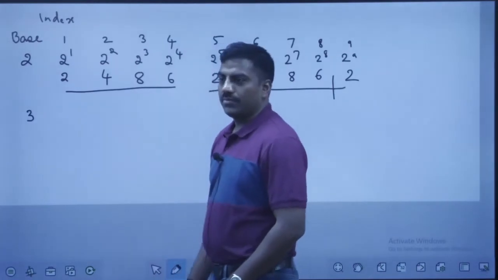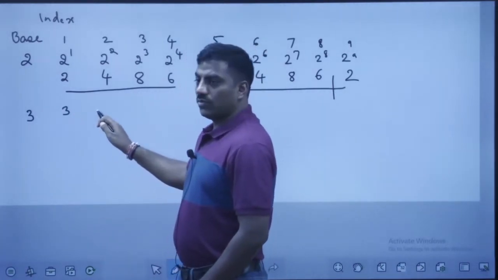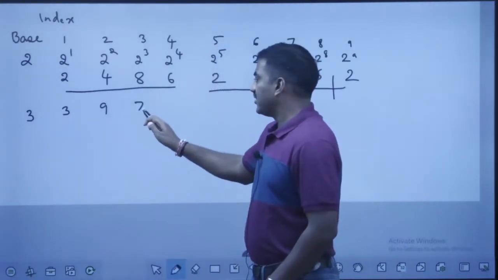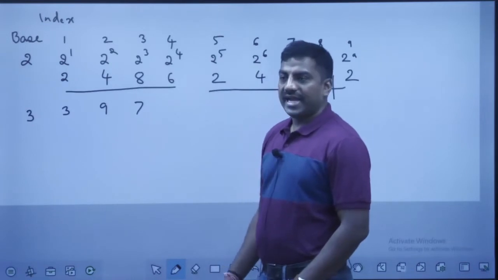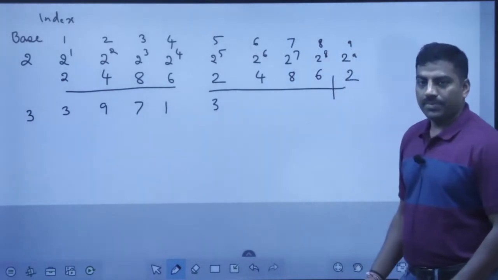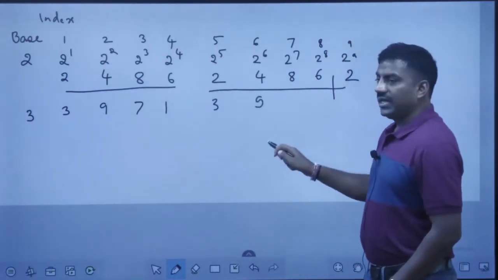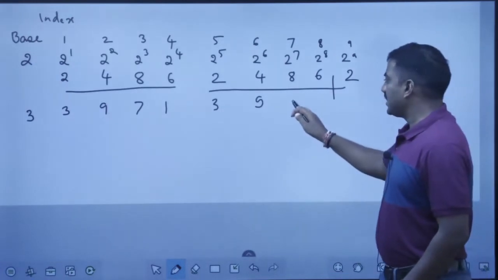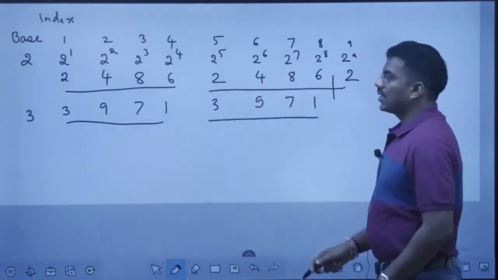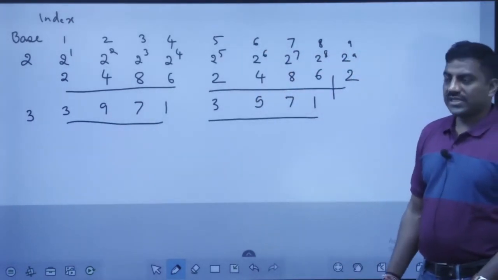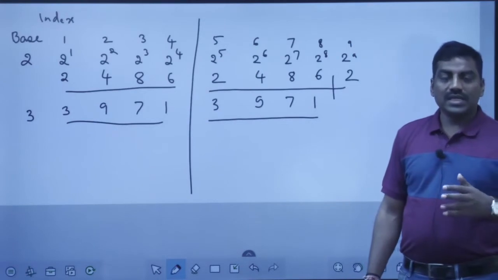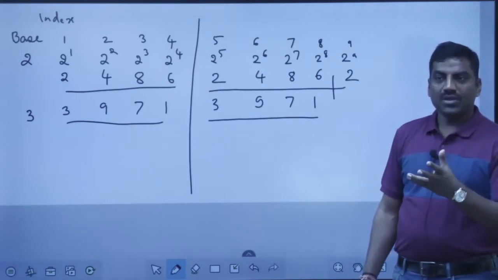3 to the power of 1. 3 to the power of 2. 3 to the power of 3, 27, so the last digit is 7. 3 to the power of 4, 81, last digit is 1. Then 243, last digit is 3. Then 729. Yeah, you will just go like this. You will get the same repetition. So what is it? After every 4 powers, the last digit of the number will repeat.